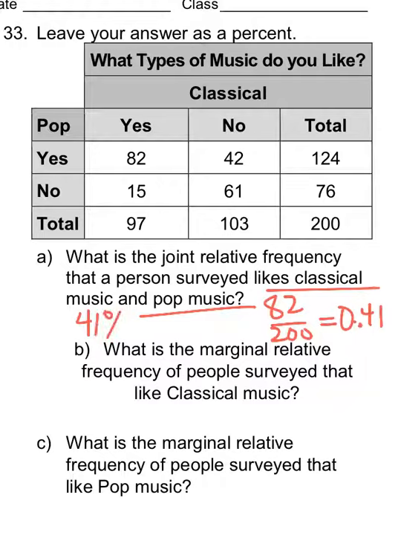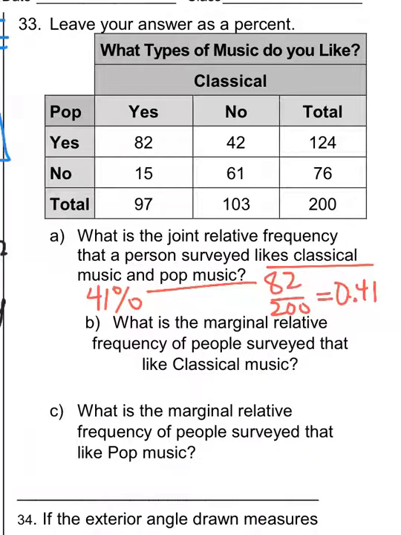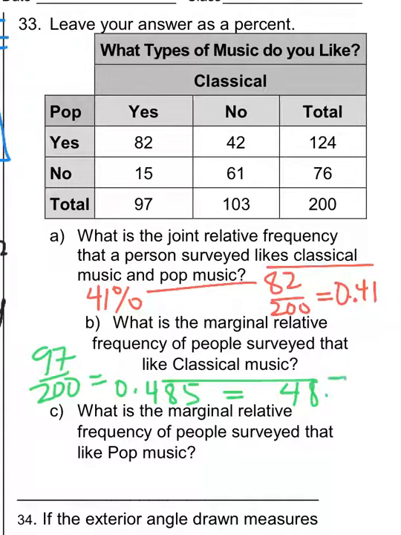Okay, for the marginal frequency now, those are going to be your margins. That's going to be these numbers and these numbers, again divided by the 200. This time they're asking us to find the marginal relative frequency of people surveyed that like classical music. The total people that like classical music is 97, and we're going to put that 97 over the 200. That turns into 0.485, which if you multiply that by 100 turns into 48.5%.